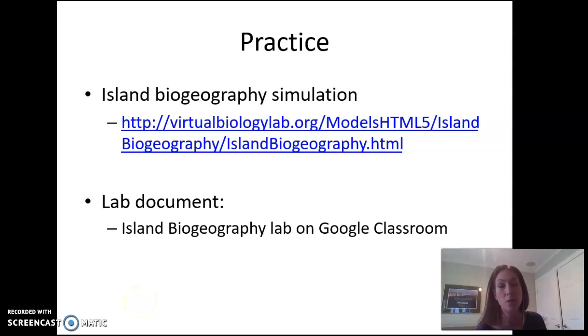Okay, so this is our continuation of Chapter 6. Where we left off was we talked about island biogeography. I know I got kind of cut off there at the end, but this is definitely a good simulation for you to take a look at if it didn't make sense, because you can manipulate the size of the islands as well as the distance from the islands. And those are the two big things that determine the species richness on an island based on immigration and extinction. So definitely something to take a look at.